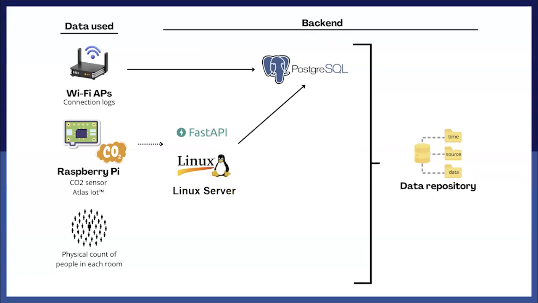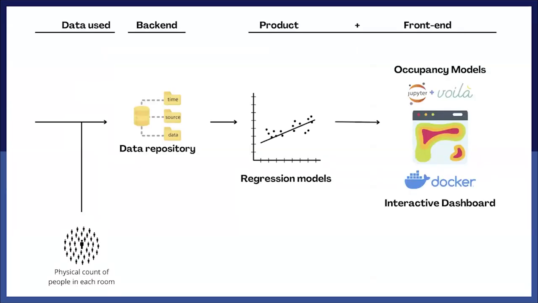Thank you, Desmond. As Desmond mentioned, we are using Wi-Fi connection logs over access points across campus, and a CO2 sensor, Atlas IoT, put in our Raspberry Pi. The Wi-Fi logs are being sent to a PostgreSQL database. The Raspberry Pi is sending the CO2 sensor data to a Linux web server in a FastAPI endpoint. All of this is going to a data repository, which, in the next slide, we are also counting the physical count of people in each room to make a sustainable data repository.